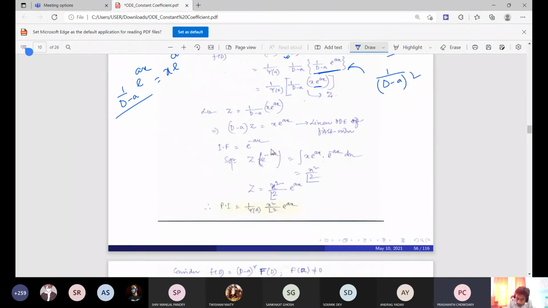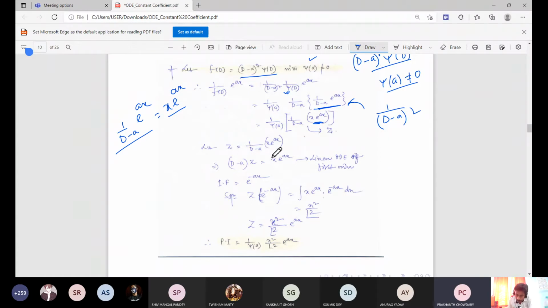So here we have D minus A now, and this part is already known. Let's say that is x e to the power ax, that we have solved. Now we have a term, see, 1 by (D minus A) that you are operating on x e to the power ax. So let's say the whole term inside the third bracket, we are considering that as z. Then again, we'll follow the same method. We'll construct a linear ordinary differential equation of first order, and then we'll use the technique of finding the integrating factor. So z is this one.